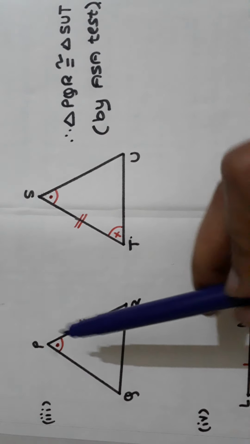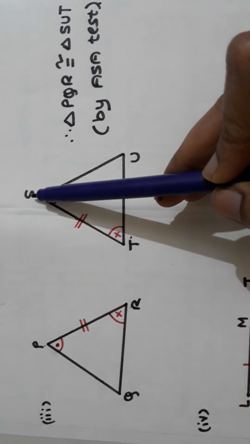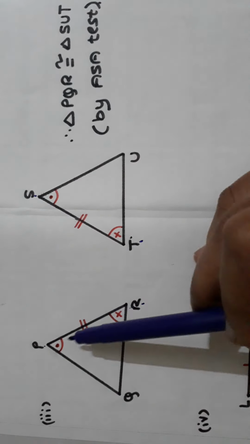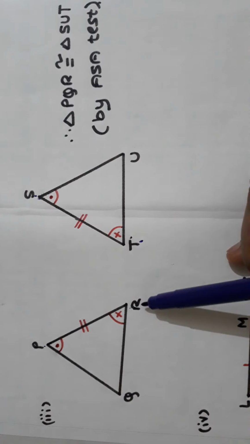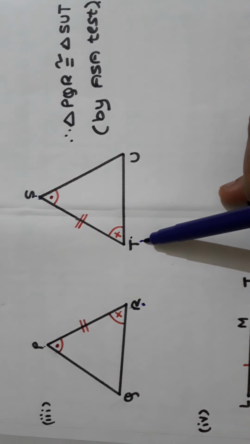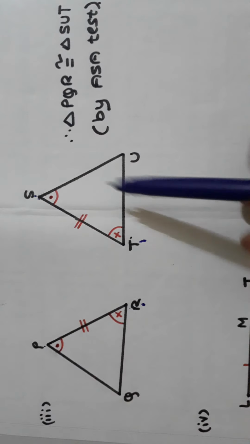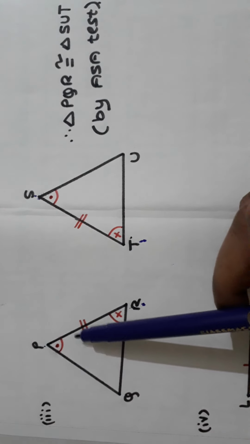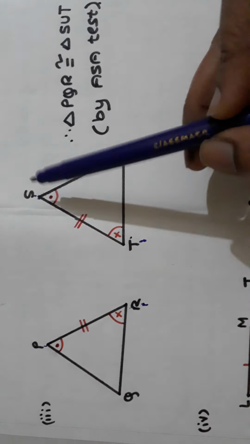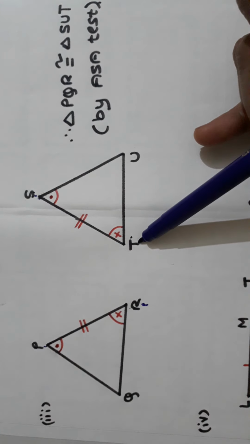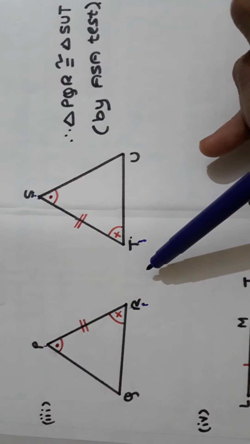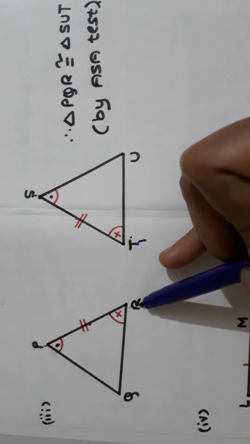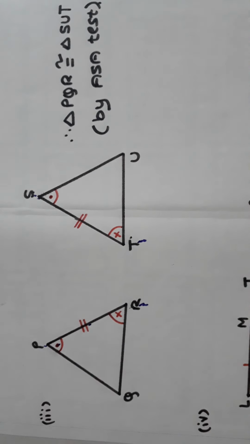Now look at the figure. Here angle P is congruent to angle S, angle R is congruent to angle T. This is because each of the angles is indicated by the same marks. And side PR is congruent to side ST. So we say that both the triangles are congruent by ASA test.